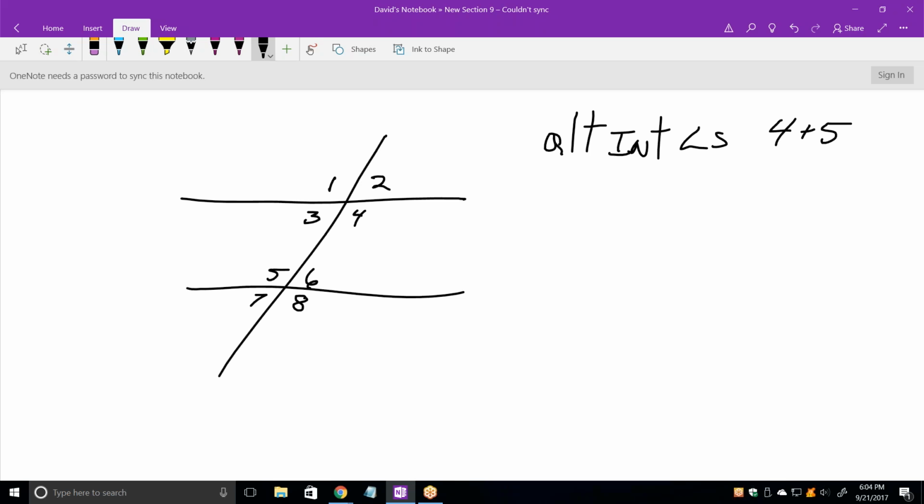Notice they're equal. They're both the obtuse. And 3 and 6 are alternate interior. Again, they're called alternate because 3 is on one side of the transversal, 6 is on the other. They're called interior because they all are between the parallel lines. Okay, you with me so far? Yes.